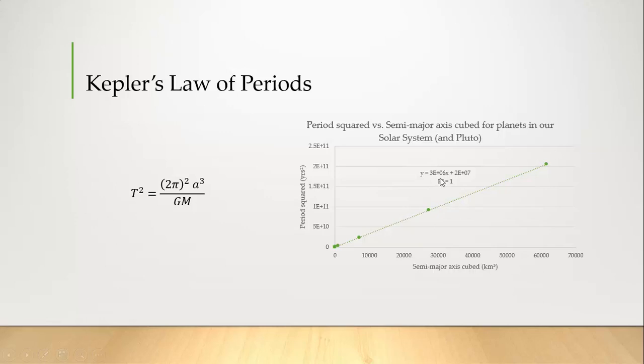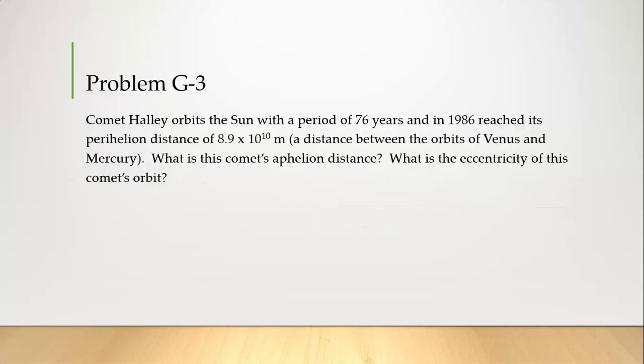We could pull this slope out and actually find, if we really wanted to, the mass of the sun too. So this is actually a pretty cool thing to do, and it's a pretty interesting thought exercise. And the data actually works out very, very well when you do this.